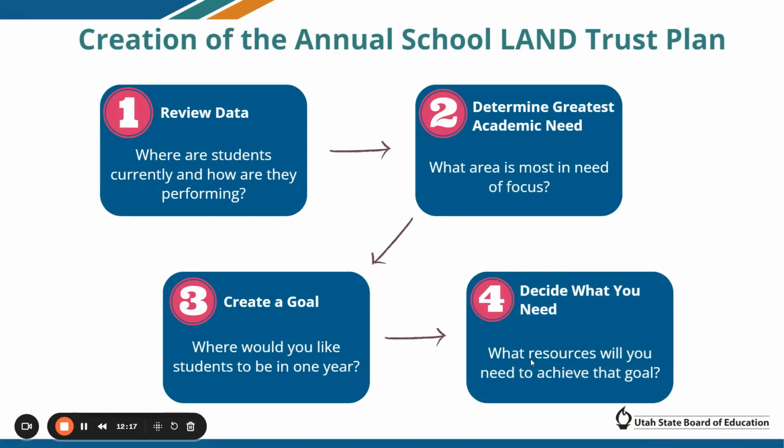When preparing the School Land Trust Plan, the steps should always begin with a review of data and what you already know about the students in your school. Where are students currently, and how are they performing? This will naturally lead you to determine the greatest academic need and where students need the most support. When creating the goal, keep in mind it must be academic and it must be student-centered. It is helpful to ask, where would you like your students to be in 1 year? The final step is to determine what resources are needed for students to achieve the goal.